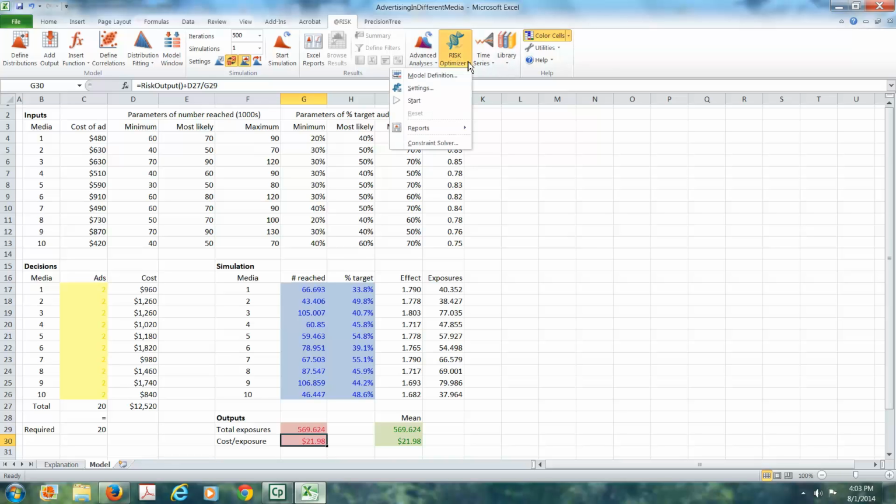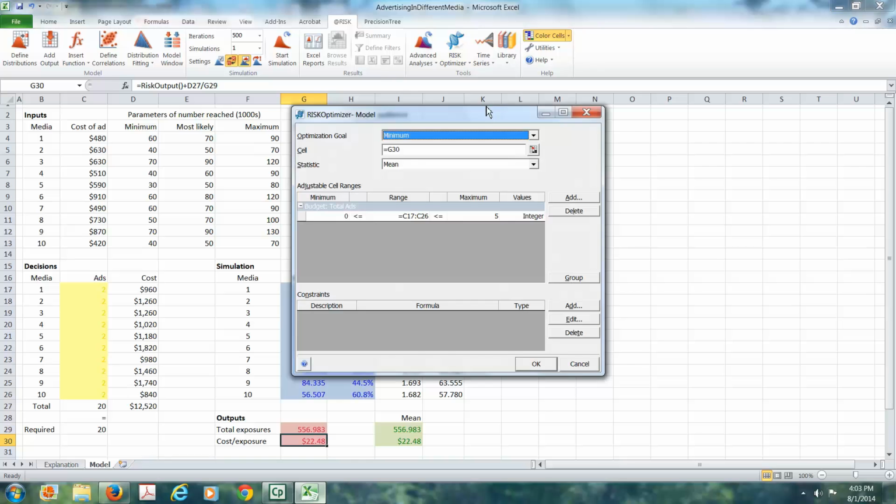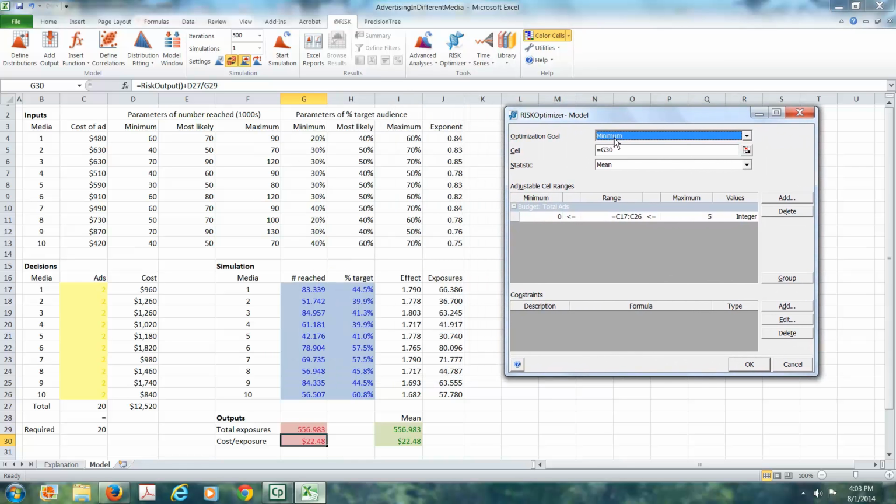Risk Optimizer is only available with the industrial version of Decision Tools Suite, so in your student version, you are not likely to have this. But we'll click on Model Definition, and you will see a window pops up, and it says we are trying to minimize cell G30, which is the cell that I've highlighted, $22.48. And we have identified a range of cells that can be adjusted to do this. We've basically said, use those yellow cells, C17 to C26. They have to be equal to or greater than 0, less than or equal to 5, and they can only be integers.